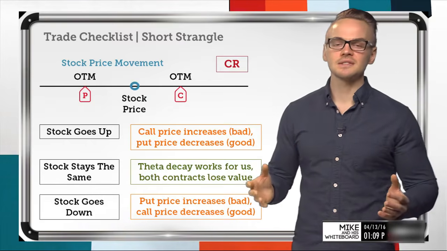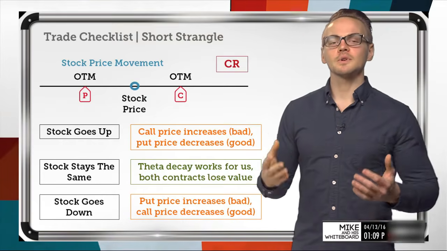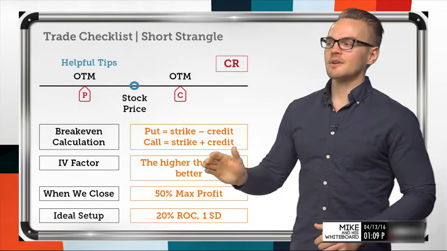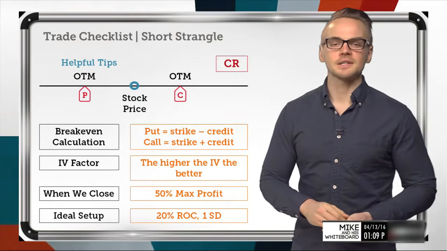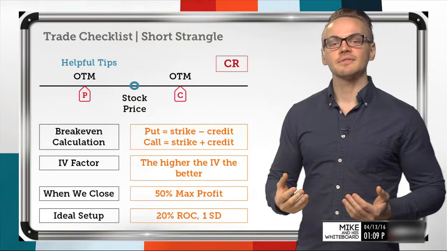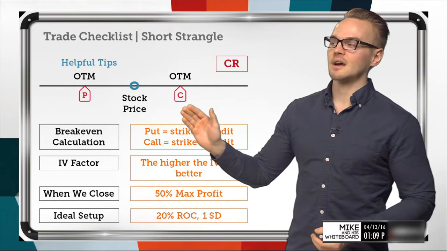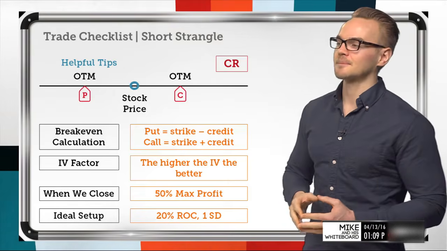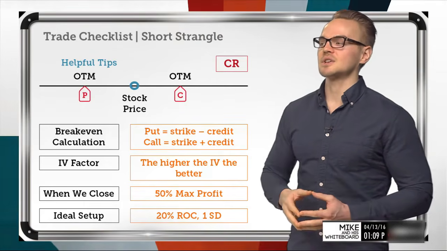So what are some tasty trade tips that we look for when we're trading this strategy? Well, we'll talk about those on the next slide here. The very first one is calculating our break-even price. We always want to know where our break-even is. It's always going to be different than our short strikes because of that credit that we're receiving from the beginning of the trade. So the break-even calculation is pretty simple.